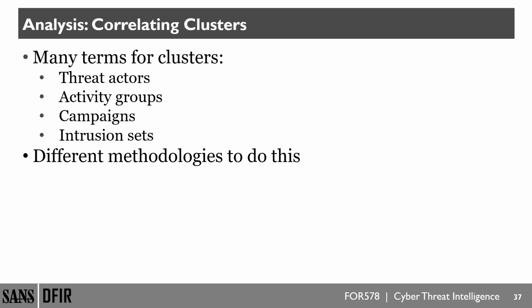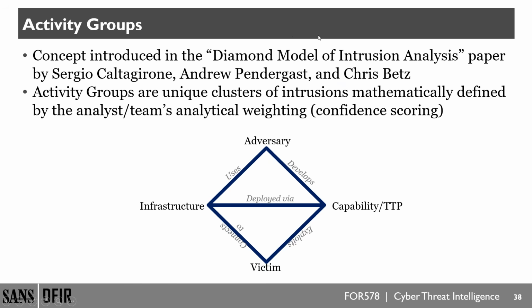And it's important to note that there are a lot of different ways to do this as well. Terms that are more nebulous, maybe like threat actor, campaign, intrusion set, don't have a set definition. There are some definitions out there, but they tend to be a little broad in describing some kind of cluster of malicious activity. And so analysts might do that in different ways, looking at overlap in command and control infrastructure, maybe victim overlap. And then we get to activity groups, which is a very specific way to cluster data that we'll talk about. This concept was introduced by Sergio, Andy, and Chris in the Diamond Model paper, which I highly recommend. There are a lot of foundational CTI concepts in there.